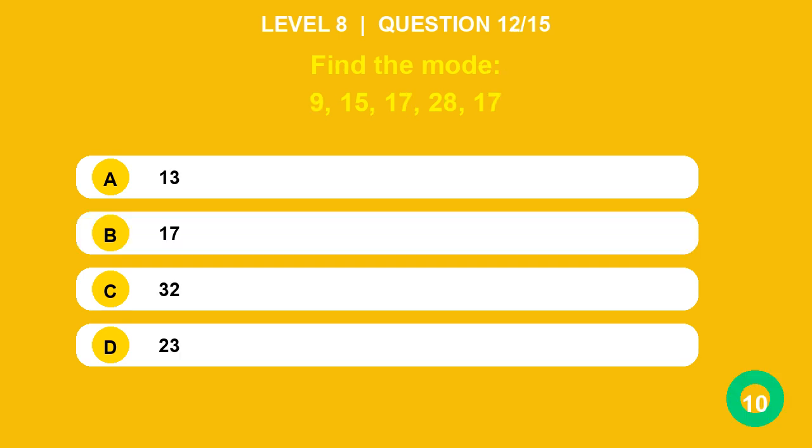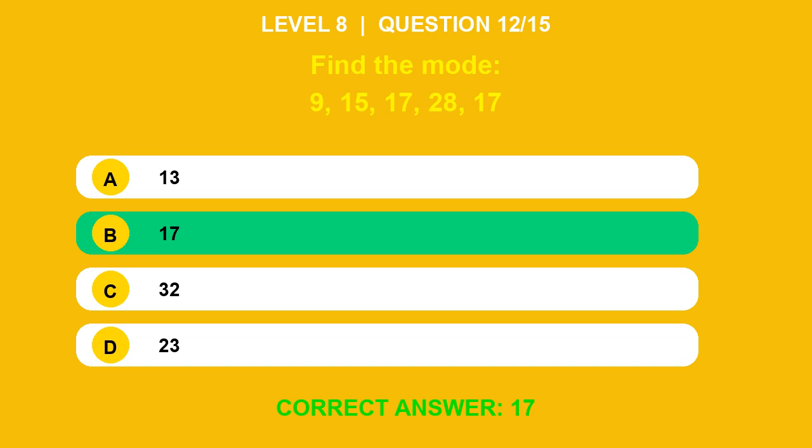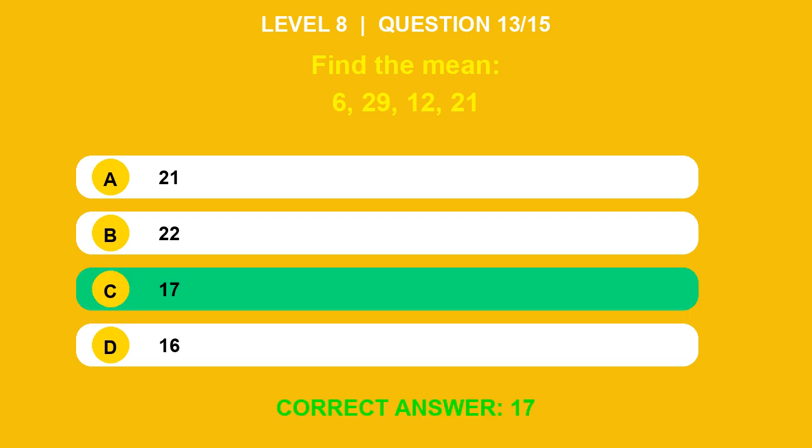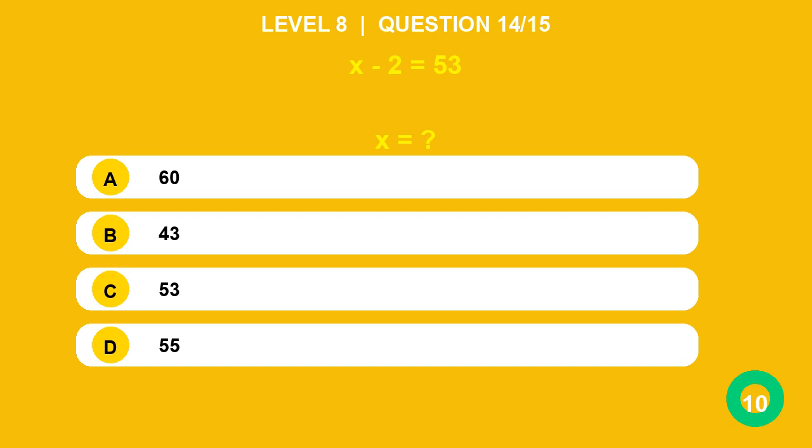Find the mode. 9, 15, 17, 28, 17? Answer is 17. Find the mean. 6, 29, 12, 21? Answer is 17. X minus 2 equals 53.